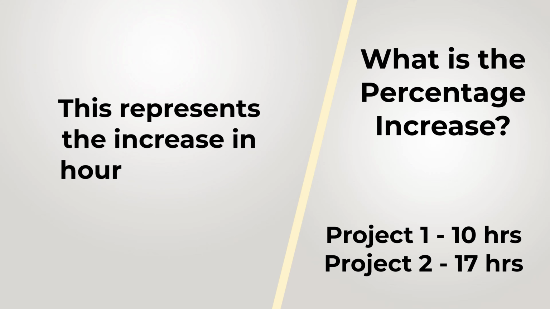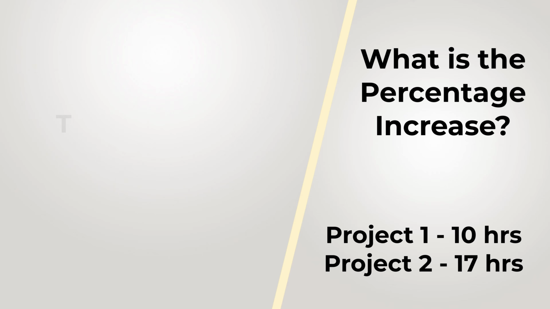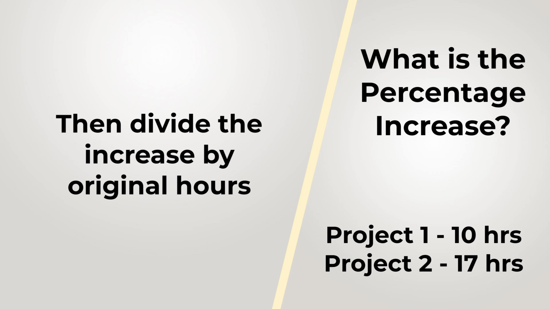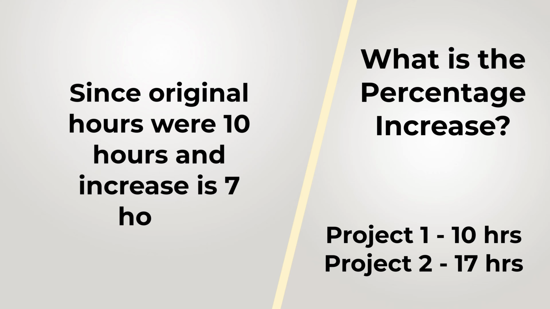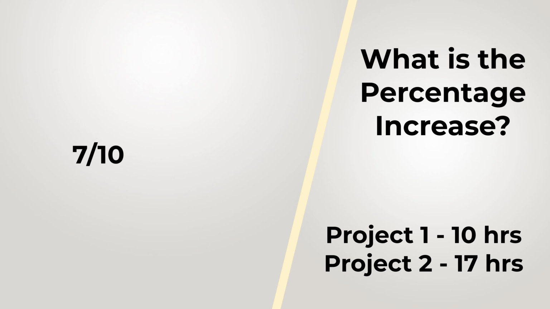This represents the increase in hours between two projects. In the next step, you need to divide the increase by original hours. Since original hours were 10 hours and increase is 7 hours, you need to divide 7 by 10. And as a last step, you need to multiply it by 100%.